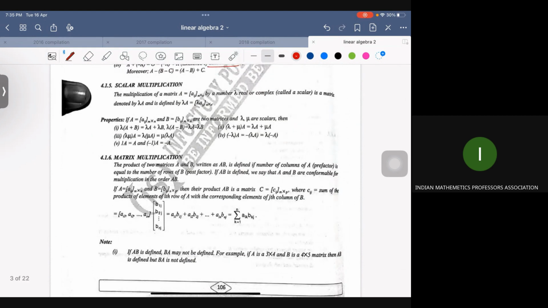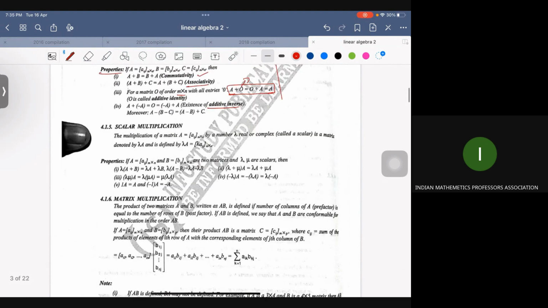Scalar multiplication. For a matrix A equal to A, B, C, D, we can multiply a scalar, so that this scalar will multiply all the elements. So we will get lambda A, lambda B, lambda C, lambda D. So scalar multiplication will be of the form like this, and these are some of the properties.